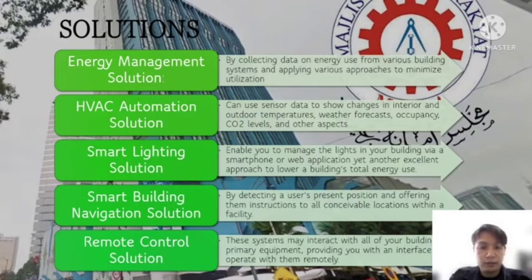Lastly is about remote control solution. Having the ability to remotely operate devices within your building is no longer a luxury. You could forget to lock the door, switch off the ventilation, or turn off equipment that shouldn't be running at night. Having a technology that allows you to operate your building remotely is invaluable. This system may interact with all of your building's primary equipment, providing you with an interface to.